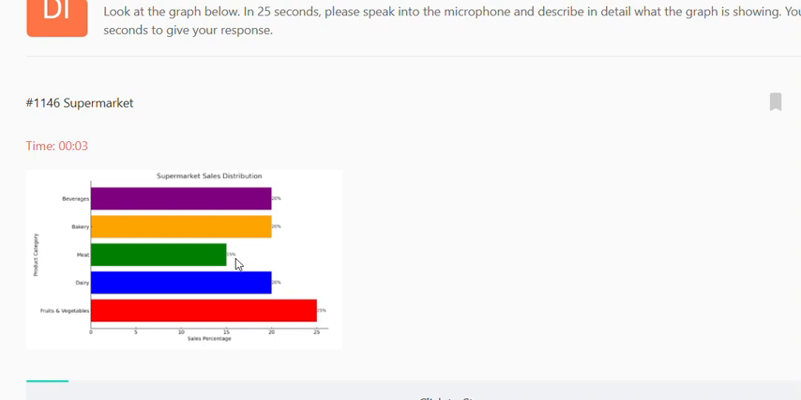The bar chart in front of me represents supermarket sales distribution among different categories like beverage, bakery, meat, dairy, fruits and vegetables. From the image I can see that fruits and vegetables are having the highest sales percentage, which is 25%. Dairy, bakery and beverages are having an equal percentage, which is 20%. The lowest sales percentage is for meat, which is 15%. Overall, the image gives me a lot of information.